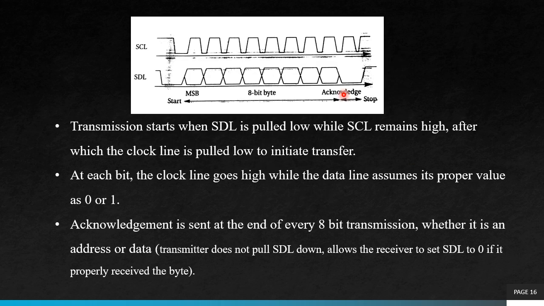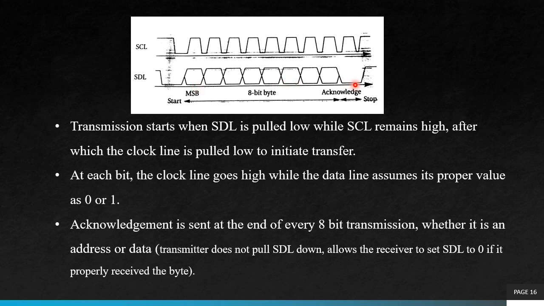This is the timing diagram. Initially, SCL and SDA will be high. The start signal is initialized by keeping SCL high, and there is a transition from 1 to 0 in SDA. At each bit, the clock line goes high. The SDA line is checked for its bit, whether it is 1 or 0.